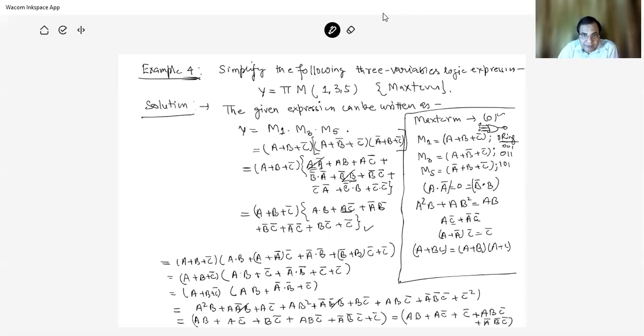Now again, after simplifying the curly bracket, that is A dot A, here it is AC bar, and this one is A bar C. So C bar is taken out common. So A plus A bar is equal to 1. A plus A bar is equal to 1. So this value is C.